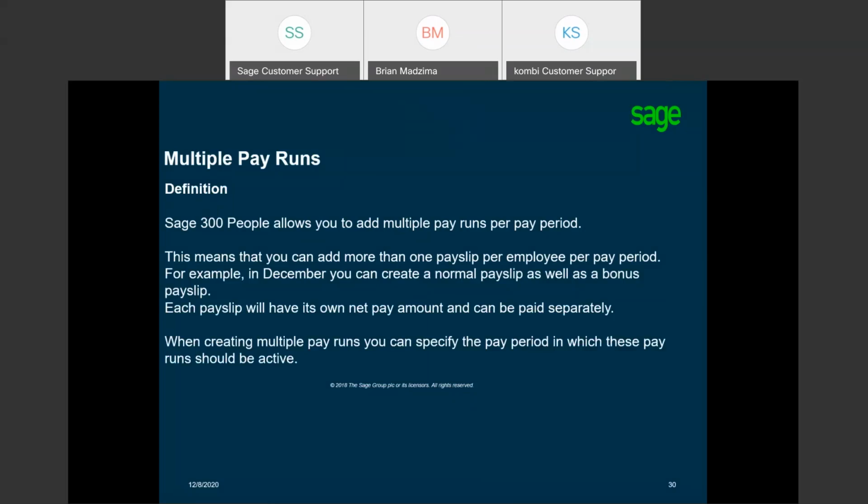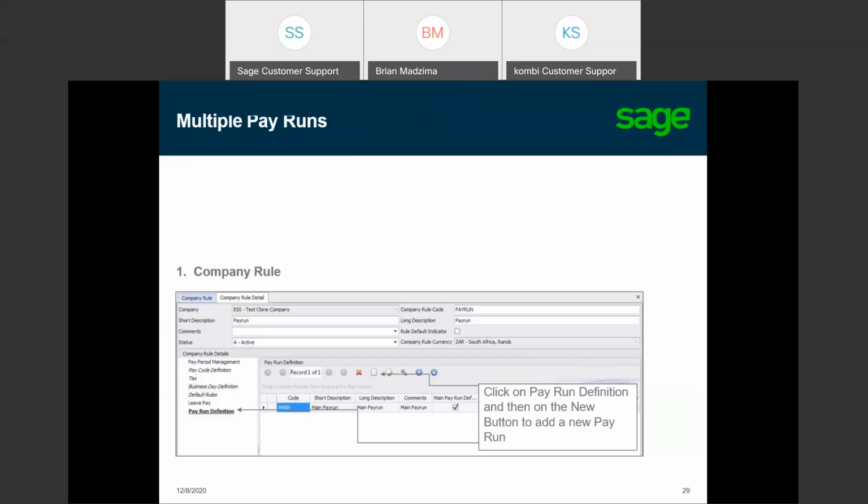When creating multiple payruns, you can specify the pay periods in which these payruns should be active. So if we have a look at the company rule and we go to payrun definitions, currently listed below on this screenshot is a main payrun. However, if you want to add a bonus run, for example, or a bonus separate payslip, there is an option there for you to add a new payrun. So you'll click on the payrun definition and then the new button and add a new payrun, say for your bonus or for your claims or whatever the case may be.